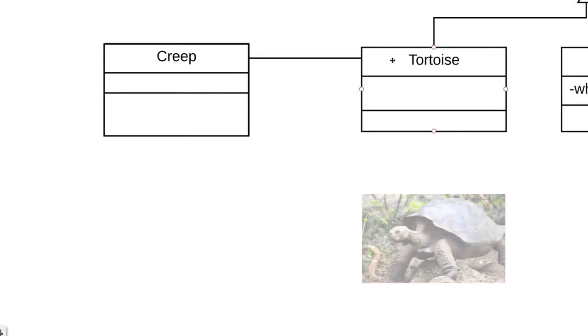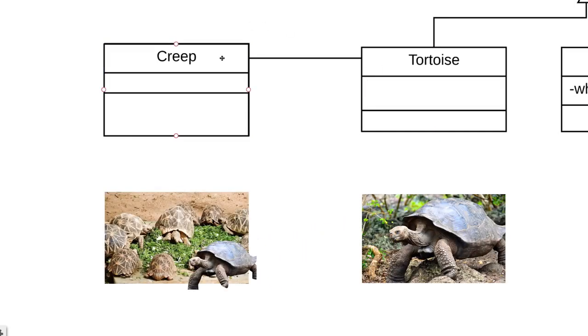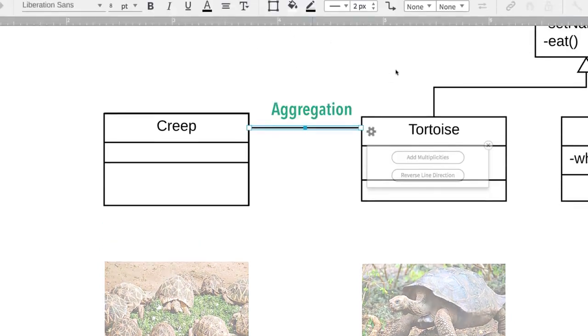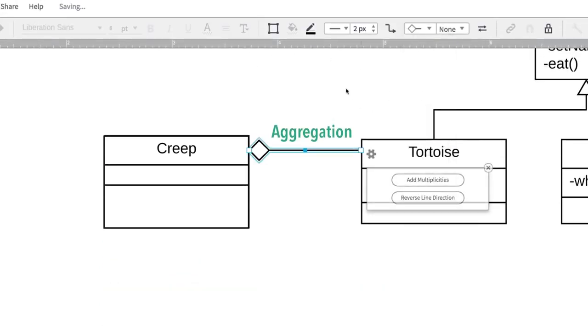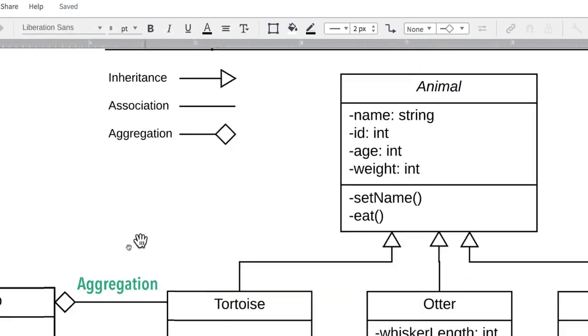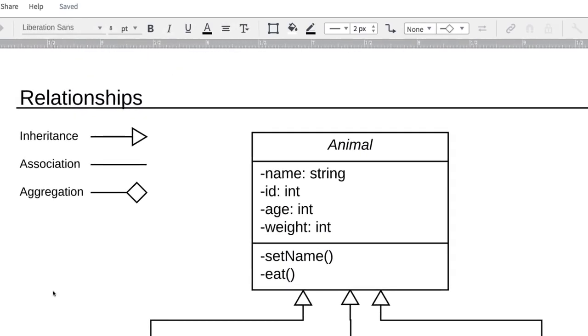Any of our zoo's tortoises could be part of a creep, but they don't have to be. A tortoise could leave the creep at any point and still exist on its own. That type of relationship where a part can exist outside the whole is aggregation, and we note it with an open diamond. There's also a relationship where the part can't exist outside the whole.